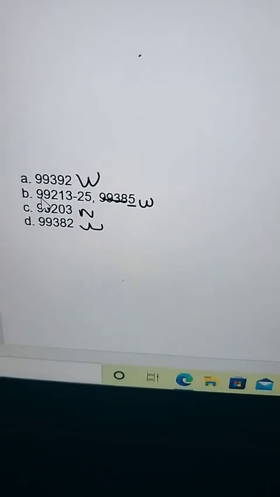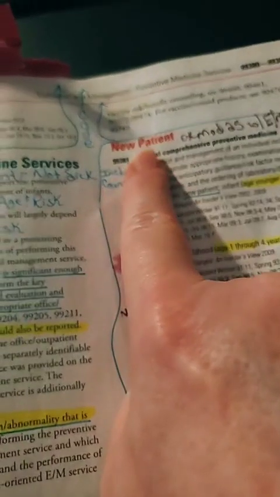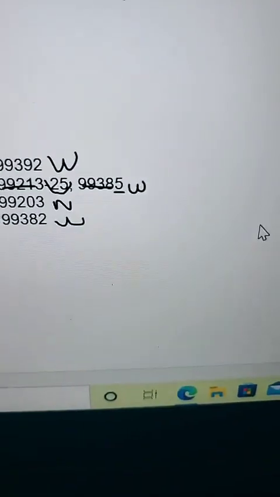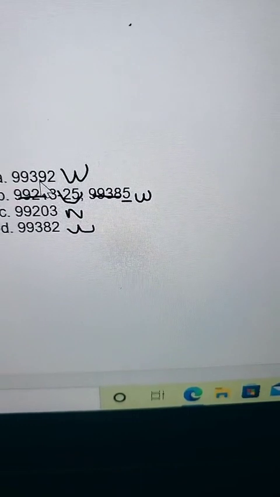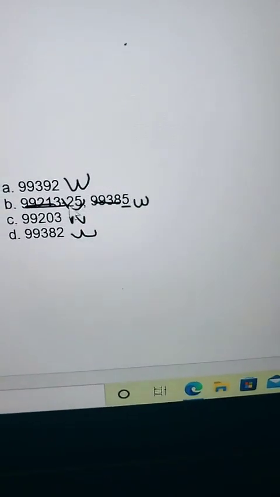Would you do a new patient code with an established patient code? They're actually using the correct modifier, but that looks wonky to me because the eights are all under new patient, and then they're giving it a 99213. You can do an established visit, but it would end up being an 03 if it was, because they were a new patient that day. Anyway, I would eliminate that for sure.